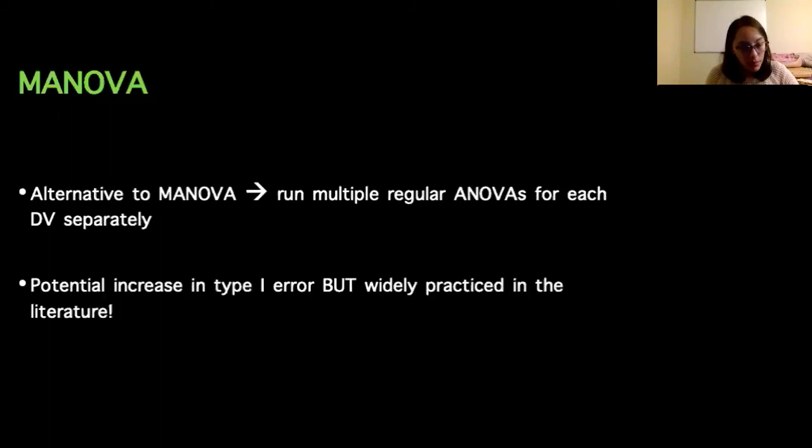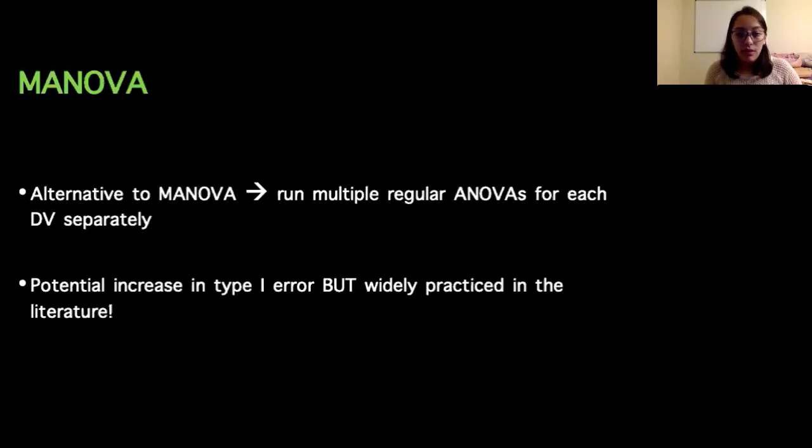The potential problem with that is you can increase type 1 error. But like I said, it's very widely practiced in the literature, which is why I'm using that for my particular study. But that's MANOVAs.